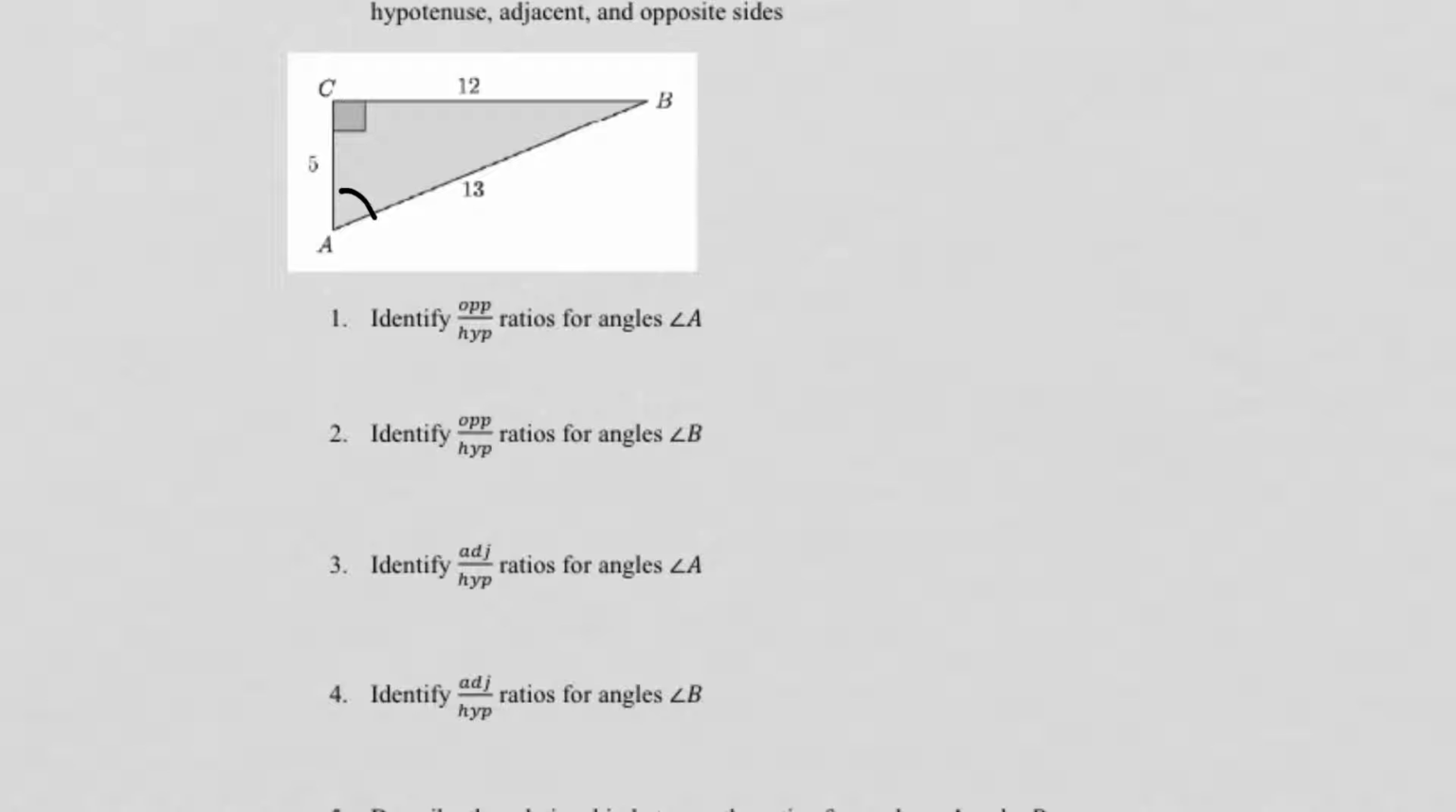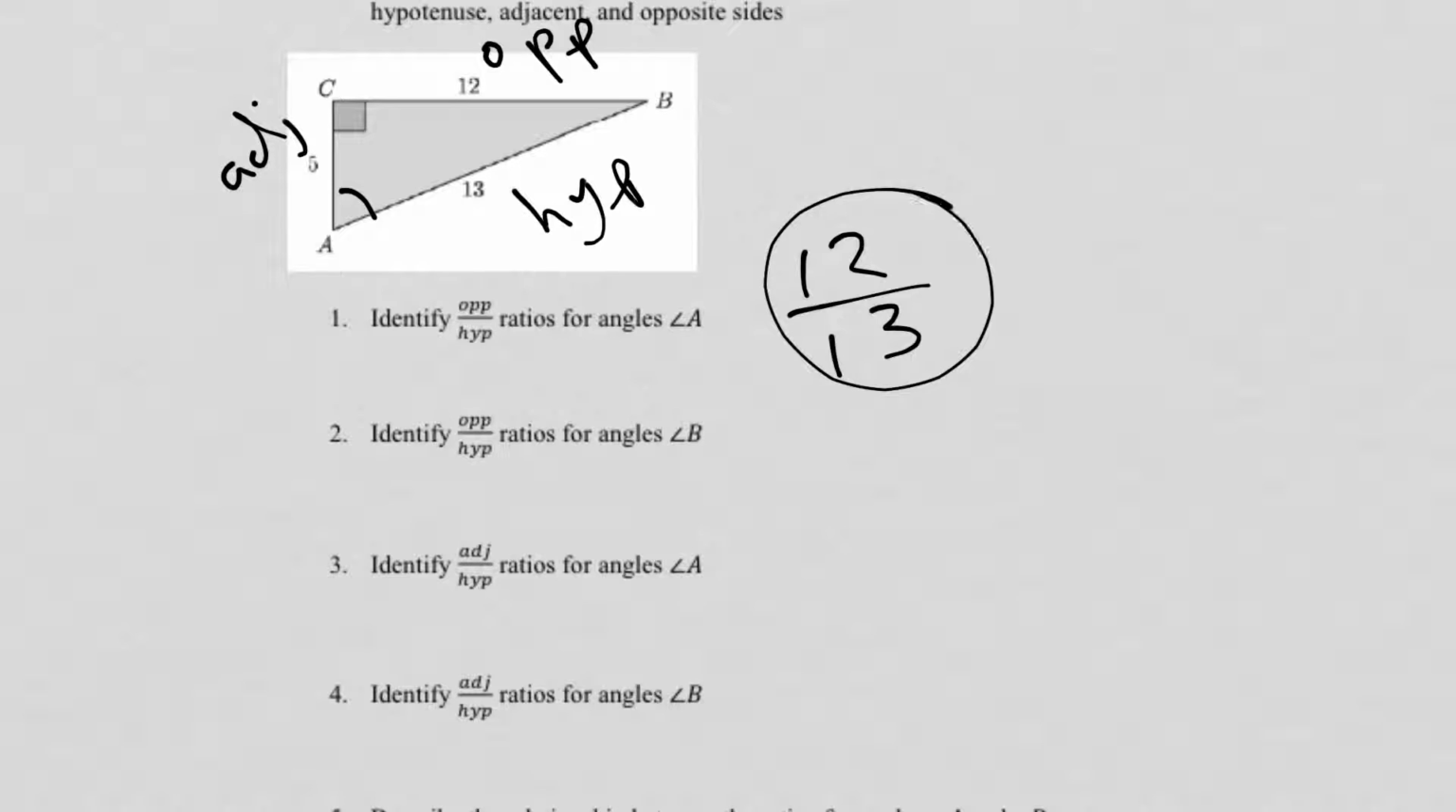So angle A is right over here. If I'm starting at angle A, then this is my opposite, this is my adjacent, and this is my hypotenuse, which again is either the longest leg or the leg that is facing the 90-degree angle. So opposite over hypotenuse would be 12 over 13. For letter B, starting at angle B, this time the opposite is 5, the adjacent is 12, and the hypotenuse is 13. So opposite over hypotenuse is 5 divided by 13.